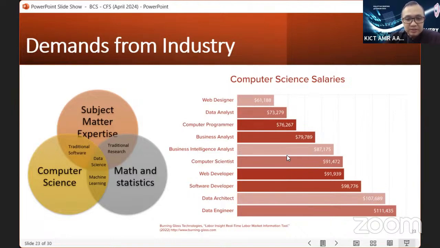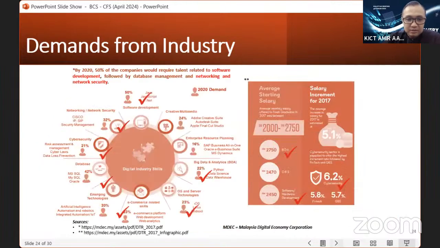Right, so these are computer science salaries from the US in 2022. So the highest salary would be from the data science side of things, like a data engineer or data architect. And of course, software developers. Although we have the so-called AI to develop software nowadays, we still need the human touch in software development. So this is going to go on for a while in terms of career, right?